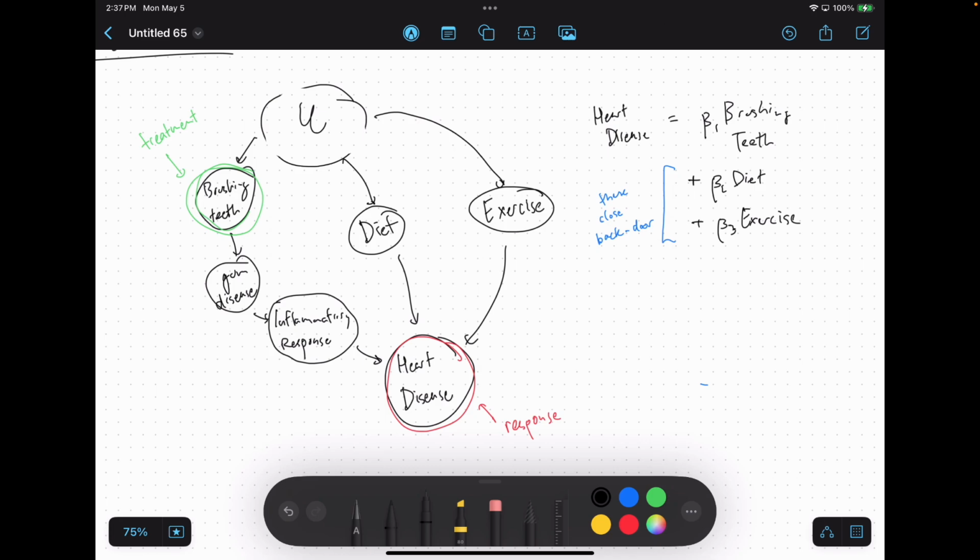If I only include diet, then you're saying only diet affects your outcome of heart disease, right? And if I include both, you're saying both things have an effect on your heart disease outcome. Make sense?